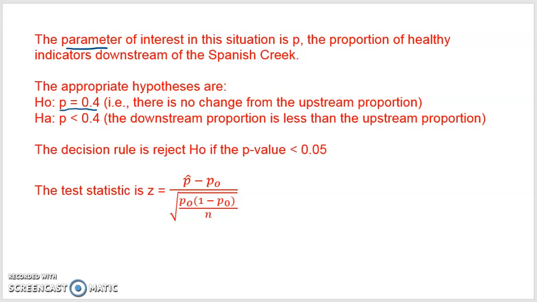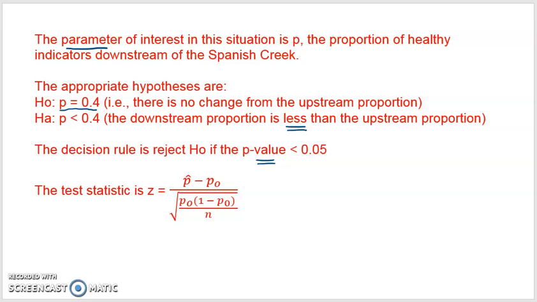The alternative is given by clues from the question of interest. Is the proportion downstream less than the proportion upstream? So our alternative is that p is less than 0.4. The decision rule, which I'd like you to provide for me, is reject H naught if the p-value is less than 0.05. This is called the p-value approach. There's another approach called critical value. It leads to the same conclusion. It's just a slightly different way to go about this. But we're using the p-value approach.